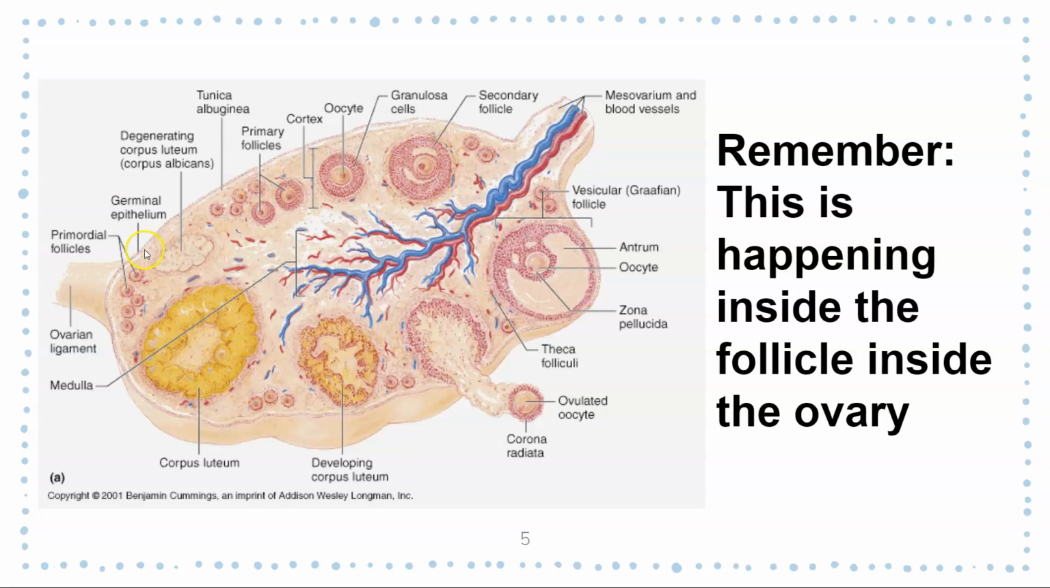So in the world of oogenesis, it's this part of the cycle. It's the part that develops the egg. It has nothing to do with the corpus luteum. It's only developing this ovulated oocyte right here. So get both of those into your notes, and if you have any questions, please let me know.